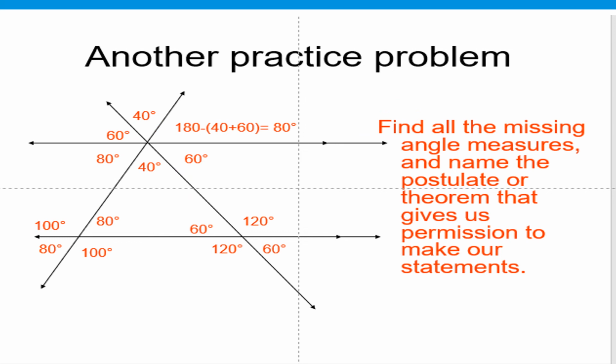Find the missing angle measures and name the postulate or theorem that gives us permission to make our statements correct. If you can see here, these three angles total 180. So we have here 80 plus 60, that's why we have 180 minus the sum of 80 and 60, which is equal to 40. As you can see, these are total 180. This is 180. This is 180. This is 180. This is 180. Okay, so that's it.